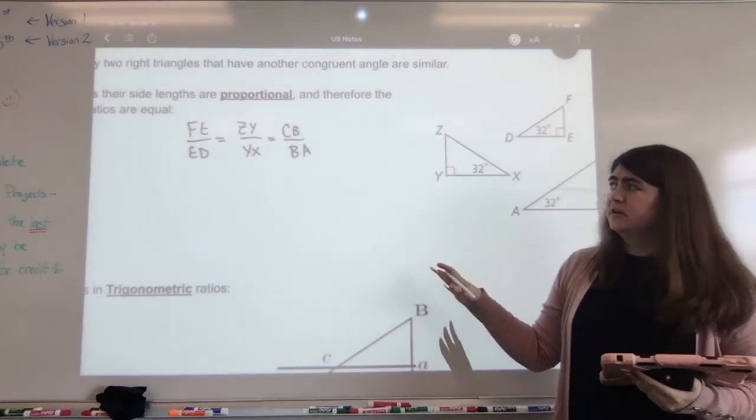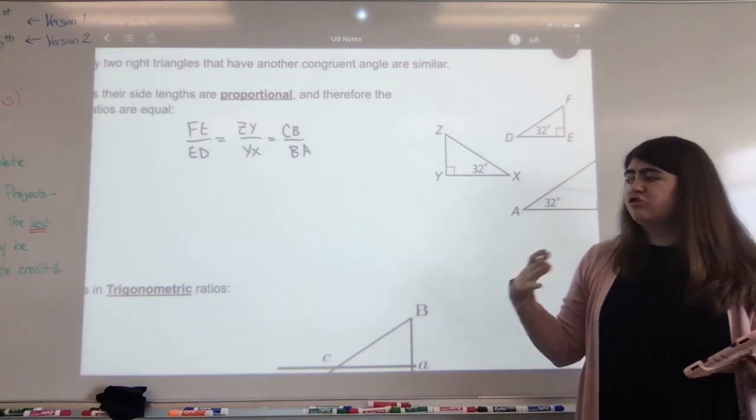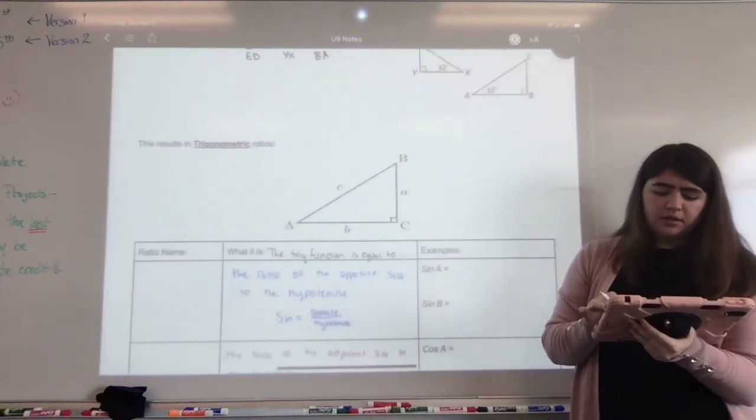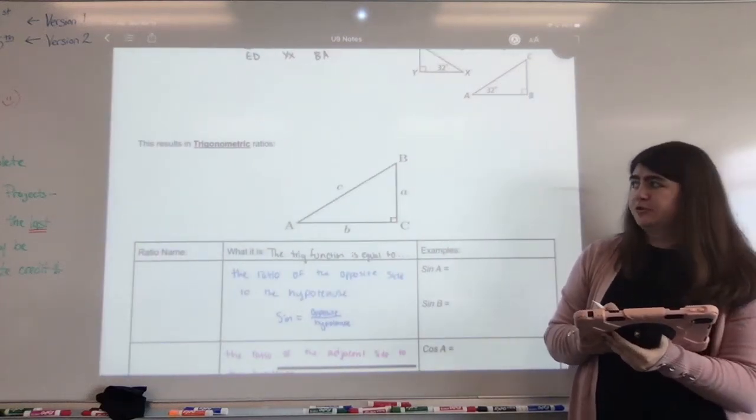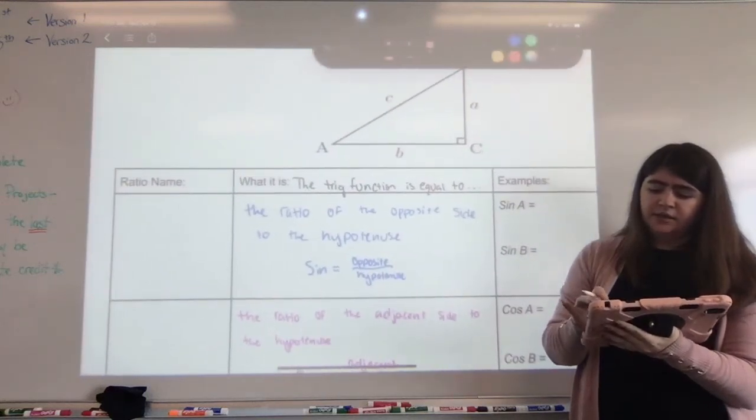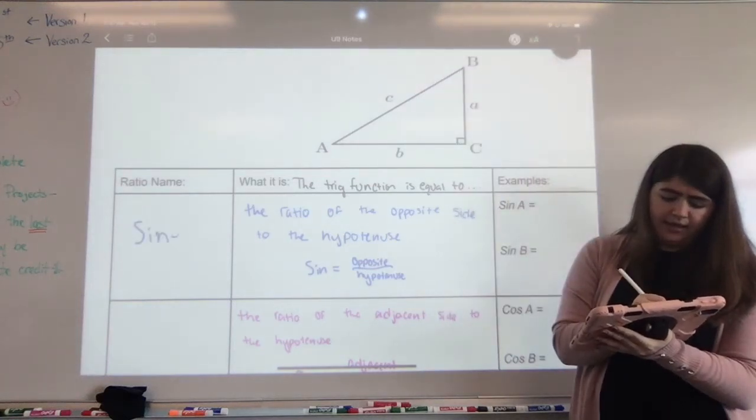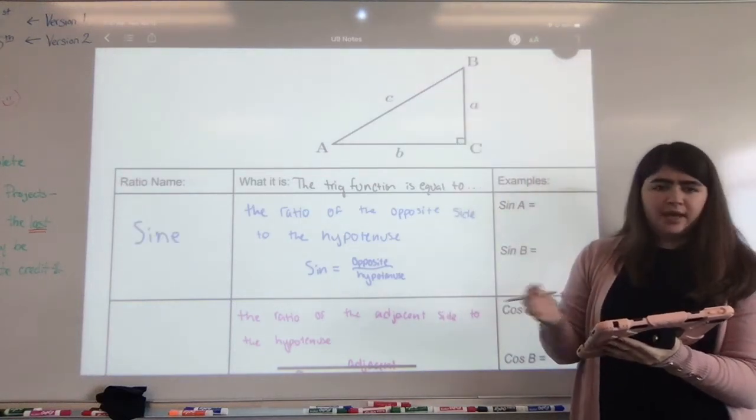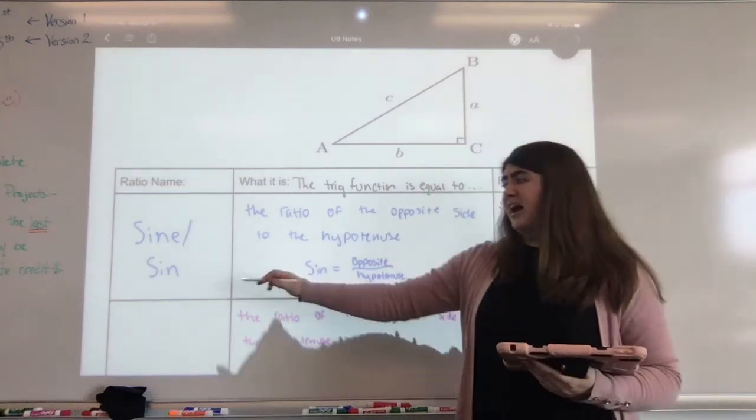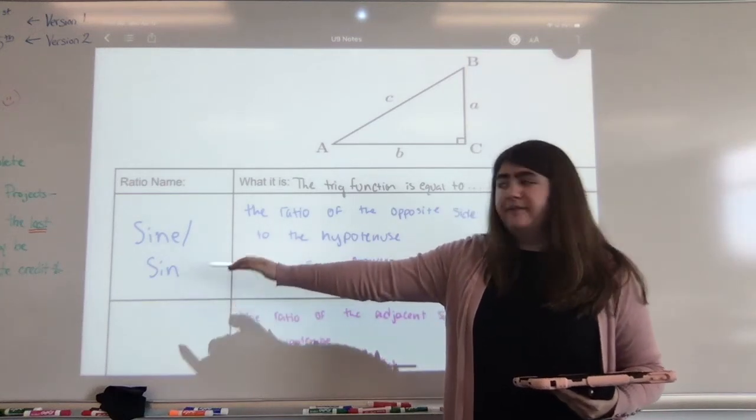In doing that, we didn't know it at the time, but we were actually working with trigonometric ratios. You just didn't know that. And there's 3 different kinds of trigonometric ratios. The first of which is called sine, and we spell sine as S-I-N-E, but we abbreviate it to S-I-N. It's pronounced sine, and most of the time you will see the abbreviation. You won't see the full length spelling.